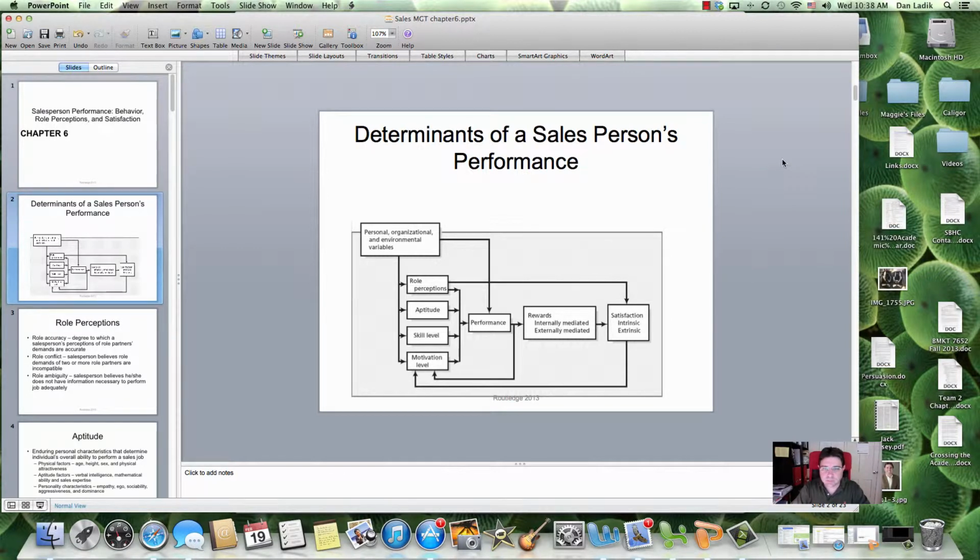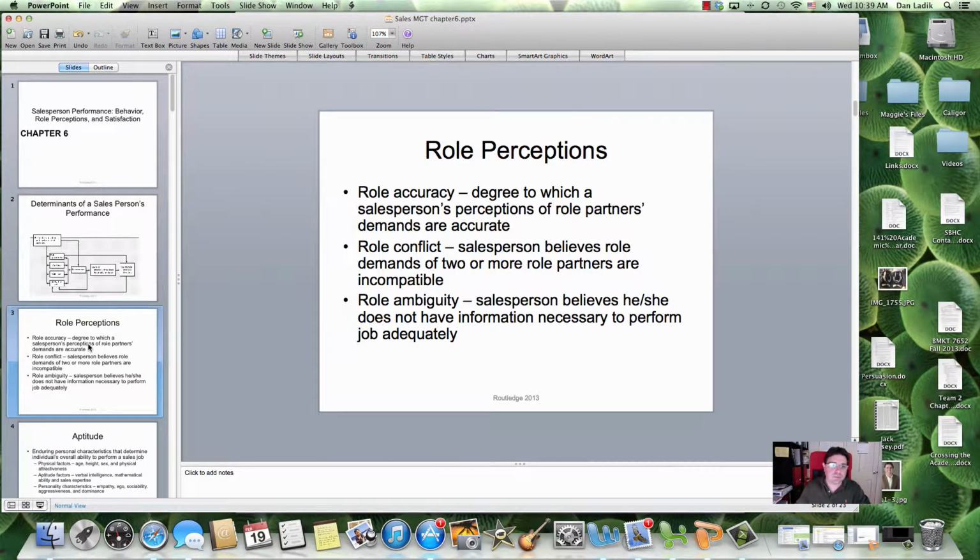topics, areas, for instance. But this model here, which is kind of complex with a lot of arrows, we have these personal, organizational, and environmental variables. They have a direct relationship onto performance, but they also impact role perceptions, aptitude, skill, and motivation, which then go into performance. Performance also can come back and impact these, or motivation particularly, also with satisfaction. And we have some rewards and we have satisfaction. So let's talk about these individually.